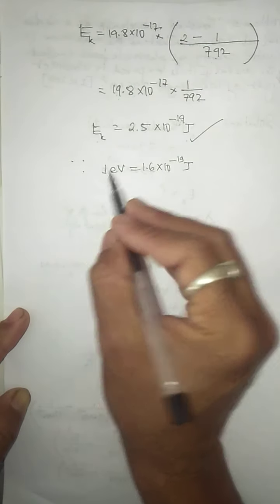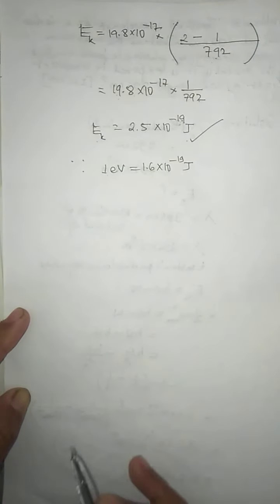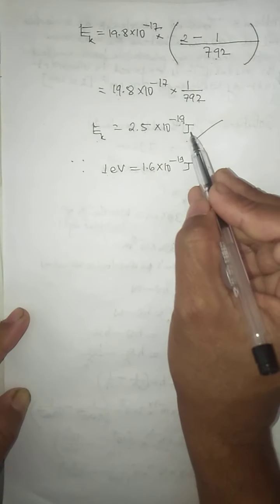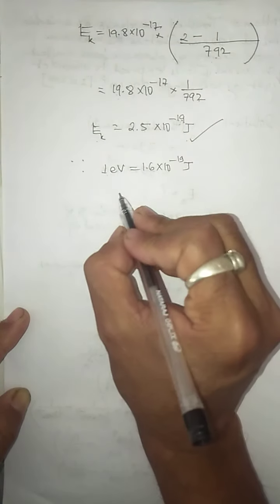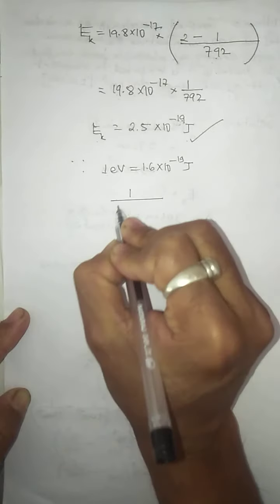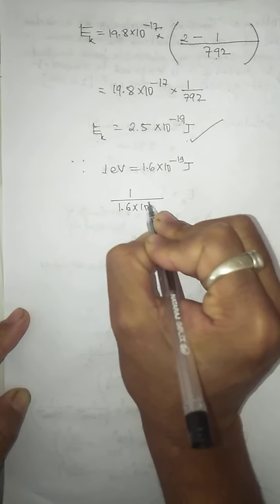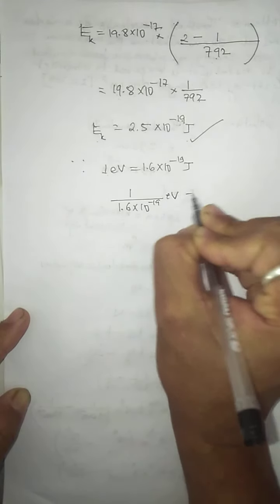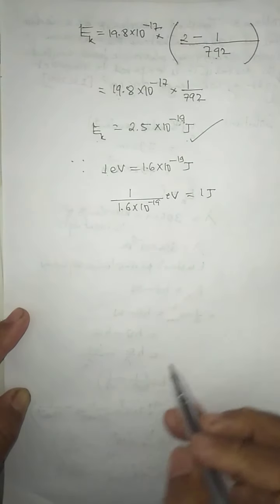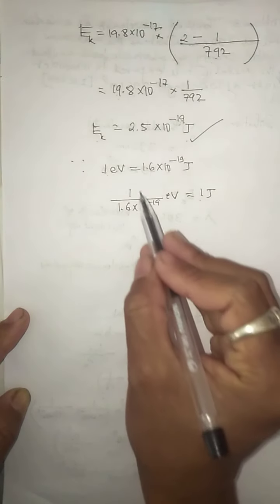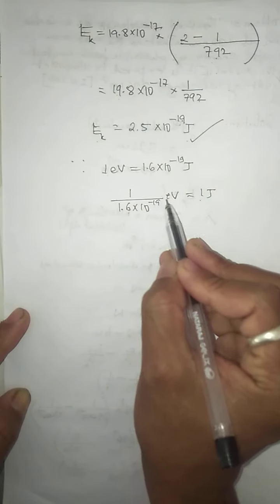So to convert electron volt to joule, you have to multiply by this factor. But out here, this is already in joule, so to convert into electron volt, I take this quantity in the denominator: 1.6 into 10 to the power minus 19 electron volt equals 1 joule, which means 1 joule equals 1 by 1.6 into 10 to the power minus 19 electron volt.